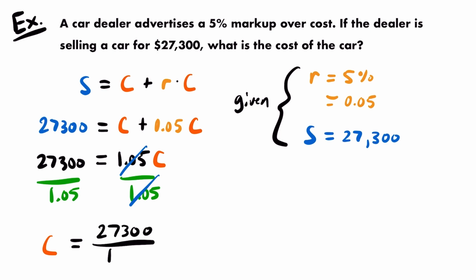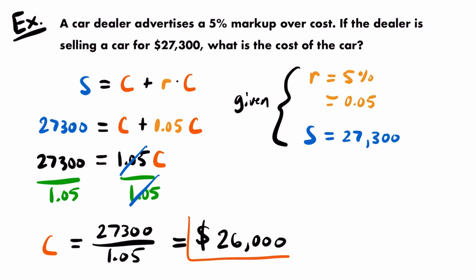27,300 divided by 1.05. Now, I don't recommend that you do this by hand unless you have to, but I'm not going to do that in this video because dividing by decimals is not the focus of this video. So I would just put this calculation into a calculator. And if you do that, you will find that the cost is equal to exactly 26,000. And the units there would be dollars. All right, the cost is $26,000 for that car.